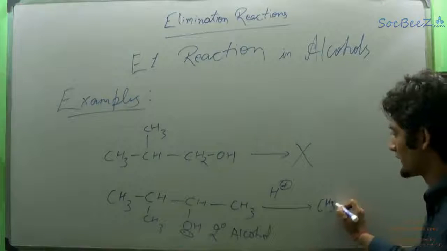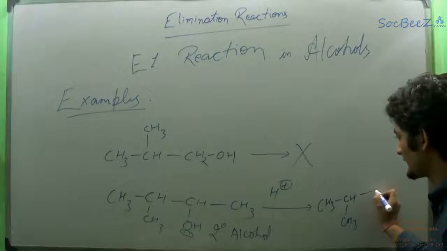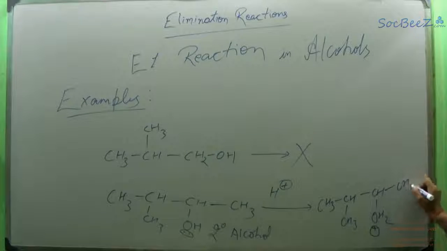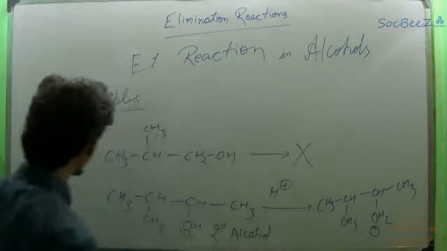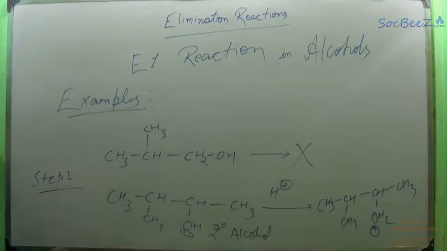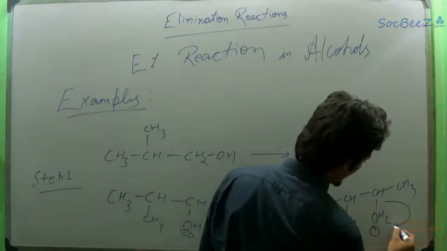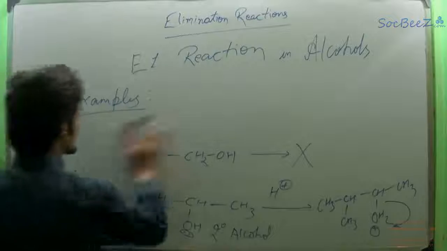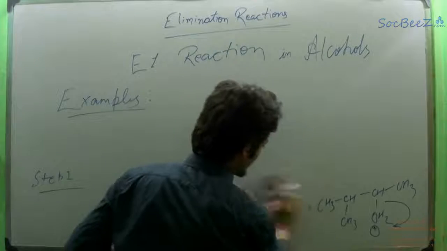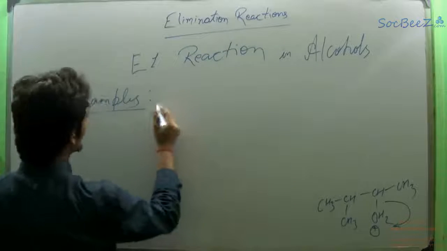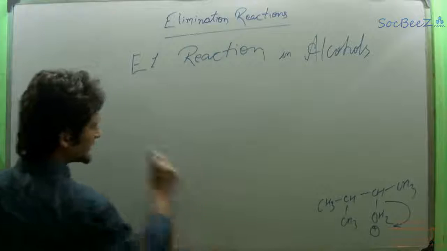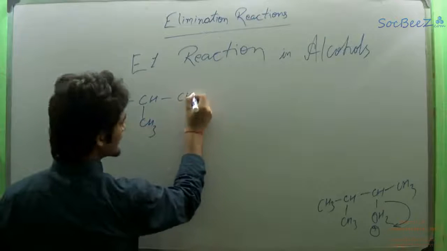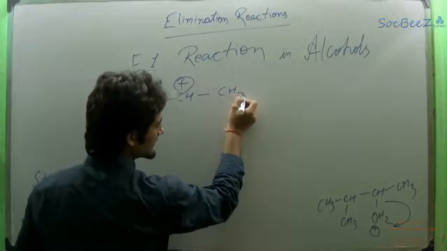hence CH3, CH, CH3, OH2 plus, now it's a good leaving group, and CH3. So this is the first step. In second step, this OH2 molecule will leave and a carbocation is formed here, which is a 2 degree carbocation. I'll show you. This molecule will go elimination and the carbocation which we will get is CH carbocation CH3.